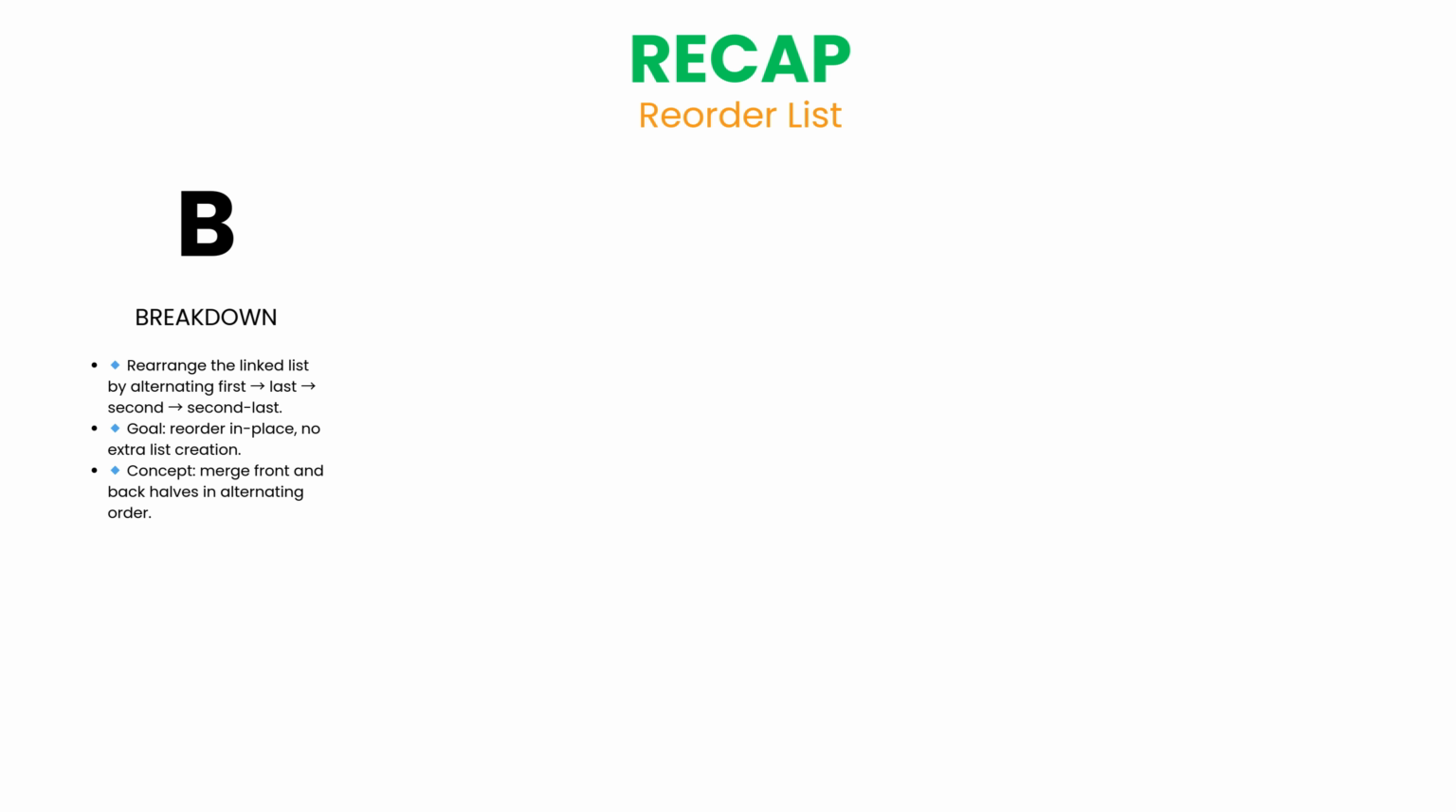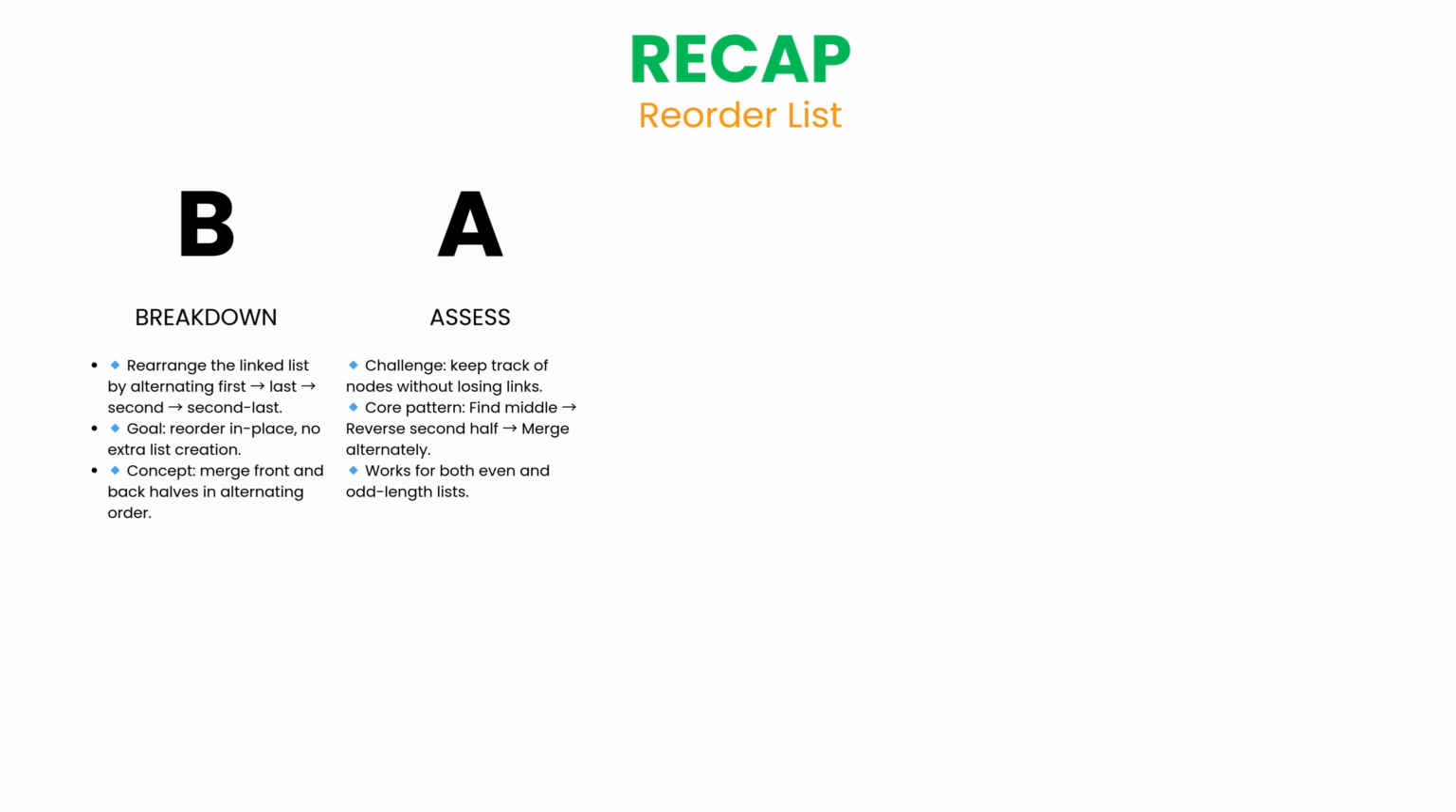Breakdown recap. Conceptually, we need to reorder a singly linked list so that nodes alternate from the start and end toward the center. It's about weaving the first node, then last, then second last, and so on, all without creating new lists. Assess recap. The tricky part is doing this in place. Naively alternating nodes can easily cause you to lose access to remaining nodes. The clean approach is threefold. Find the middle of the list, reverse the second half, and then merge the 2 halves carefully.